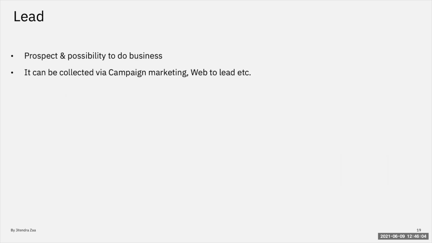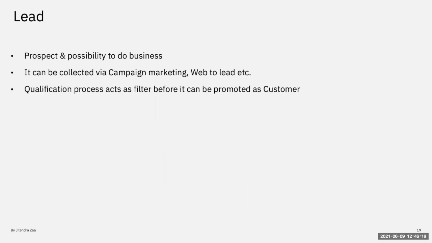Coming to the lead, it's a prospect and the possibility to do business with someone. That's the whole purpose, right? You can collect leads via campaign marketing, by web to lead, and by an email or a phone call. There is a chance of getting new business. And the best part is the qualification process: the lead weightage, lead status, hot, cold, warm, and Einstein lead scoring, etc. Those would really help you decide whether we can move ahead with this lead, whether we can convert that lead to a customer. That is the whole purpose of the lead.